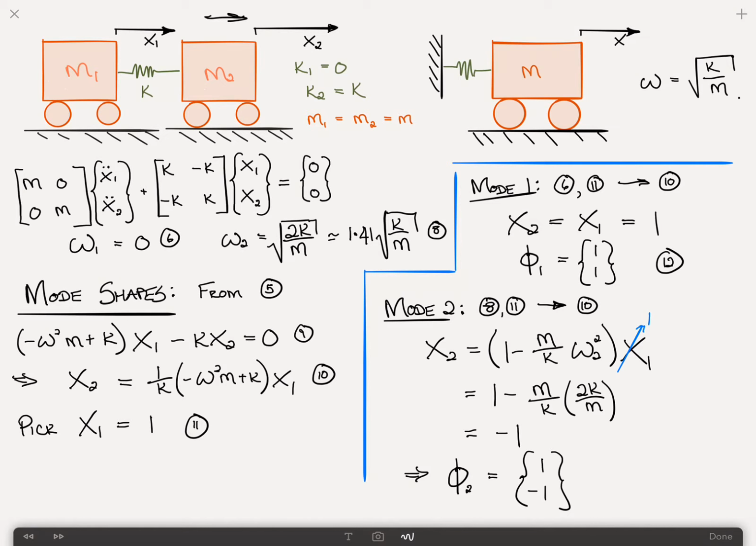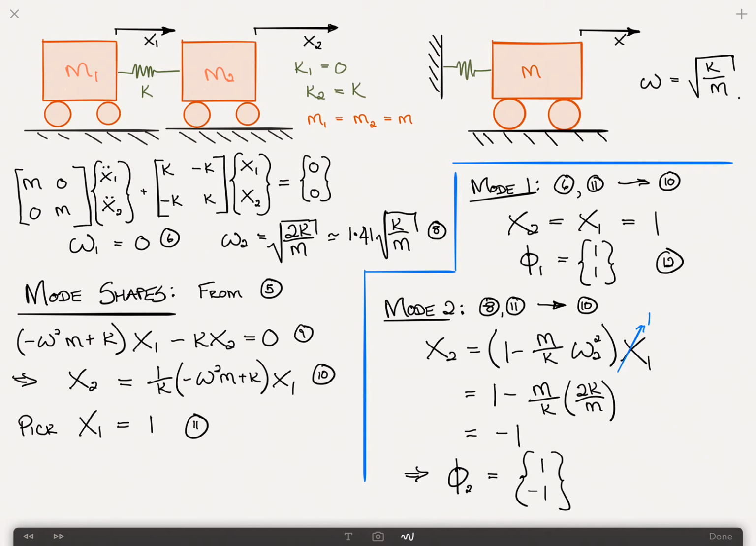So we'll find out in a second that depending on the initial conditions, in other words, how you set it into motion, you can either excite one mode or the other mode, or in general, a combination of the two modes. So if we set it into motion where we gave mass 1 and mass 2 exactly the same velocity, we would expect this just to move down the track as a rigid body.